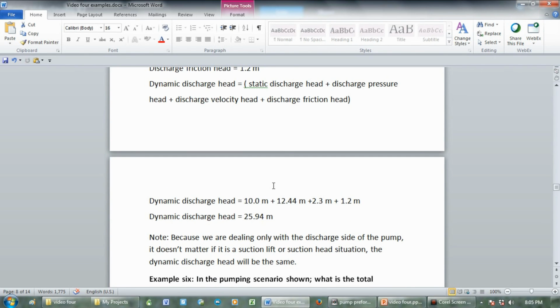Because we are dealing only with the discharge side of the pump, it doesn't matter if it is a suction lift or suction head situation. The dynamic discharge head will be the same.